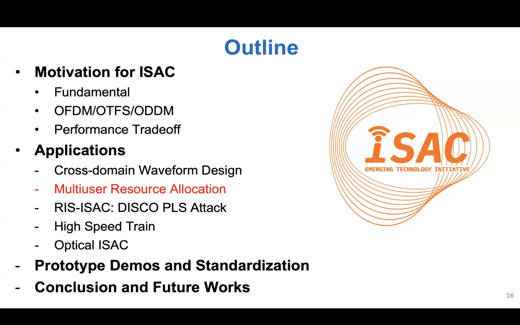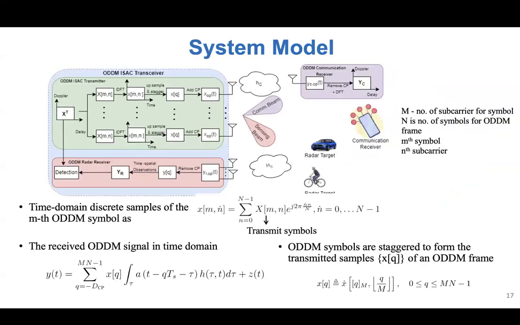And now we want to have multi-user resource allocation. Basically, we want to squeeze the users, for example, people at low speed and people at high speed. Anyway, here we have the time domain. This is the time domain discrete sample of the ODDM signal, the received signal domain, and these are the parameters for ODDM.